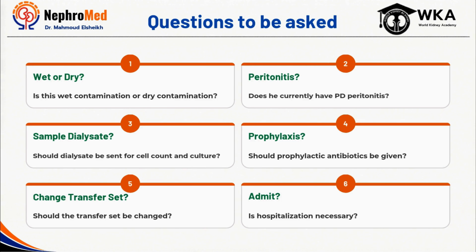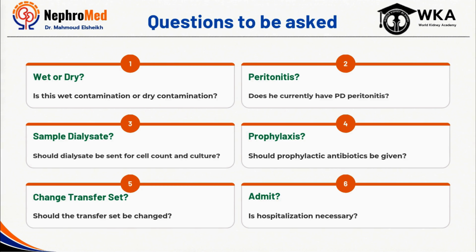Would testing clear dialysate in an asymptomatic patient provide useful information for us, or would it simply create confusion with little clinical value? Fourth, should we give prophylactic antibiotics? This is probably the most controversial and most important question. Is the contamination significant enough to justify antibiotic prophylaxis, or is careful observation alone sufficient? Fifth, should we replace the transfer set once the sterile pathway has been exposed and contaminated, or is cleaning enough? Should the contaminated component be exchanged to restore a sterile system?